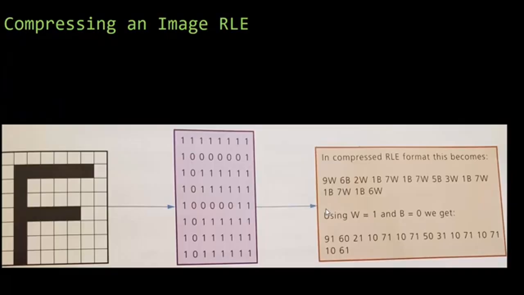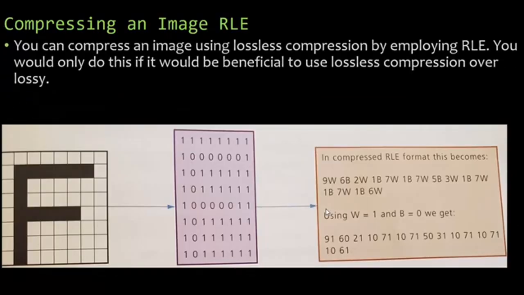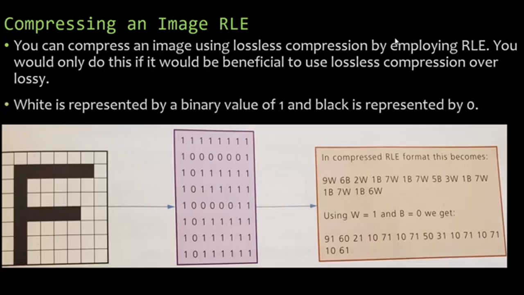Let's talk about compressing an image using run length encoding. Now, you can compress an image using lossless compression by employing run length encoding. Now, run length encoding is lossless compression. It's a form of lossless compression. You would only do this if it would be beneficial to use lossless compression over lossy. Now, in this example, white is represented by a binary value of 1, black is represented by 0, and we have the character F here.